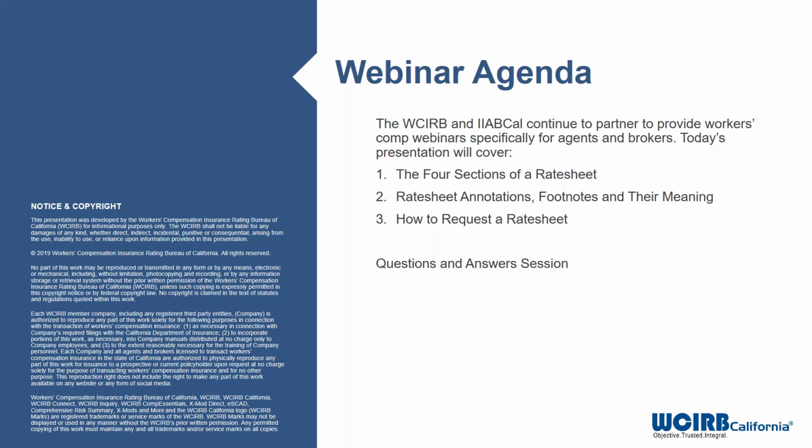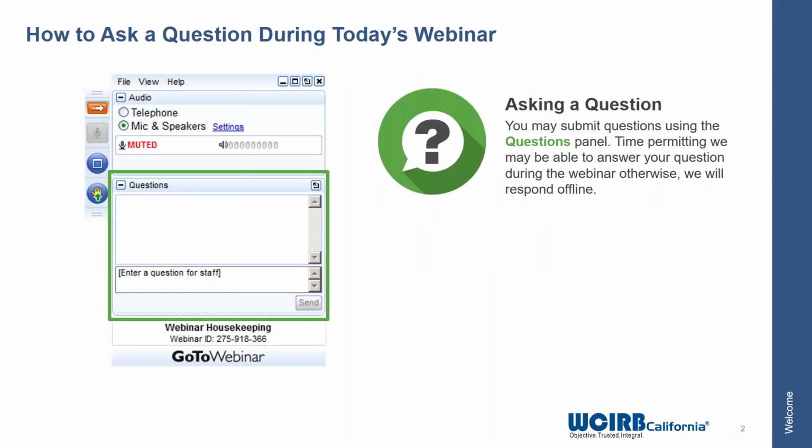Today we're going to go over the four sections of the rate sheet. We're going to talk about some rate sheet annotations, footnotes, and what they mean. And we'll walk you through the process of requesting a rate sheet through our WCIRB Connect system. If you have questions throughout the presentation, you can submit them through the questions panel in GoToWebinar. We'll try and answer as many questions as we can at the end. If we don't get to your question, we'll shoot you an email and try to get you a response after the presentation.